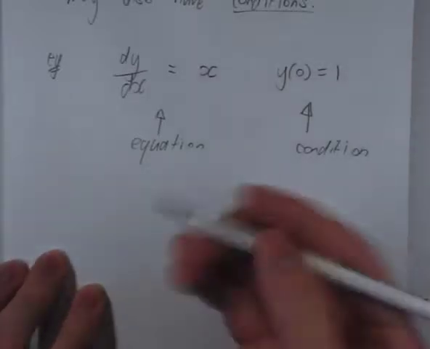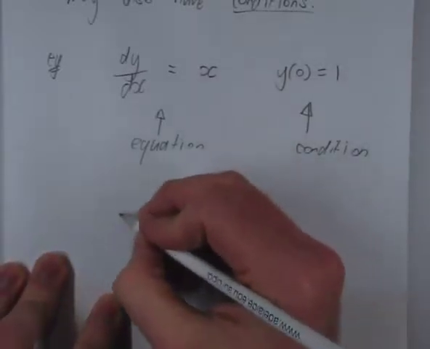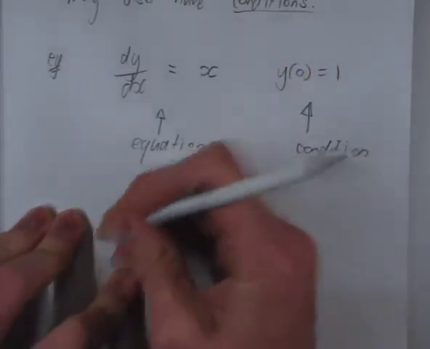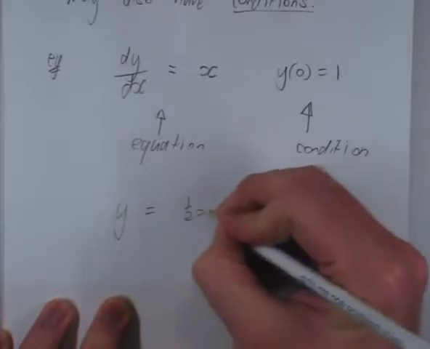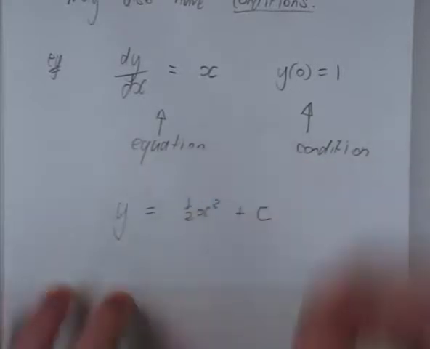So to solve this equation, I would go, well, I need to integrate, so y would be whatever the integral of x is, which would be a half of x squared plus c.